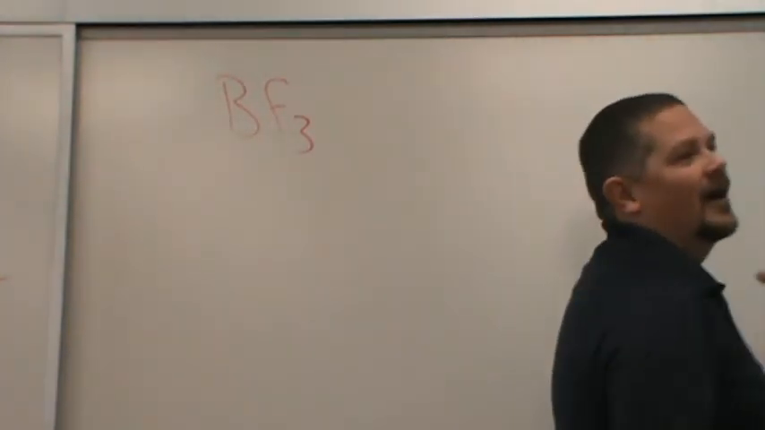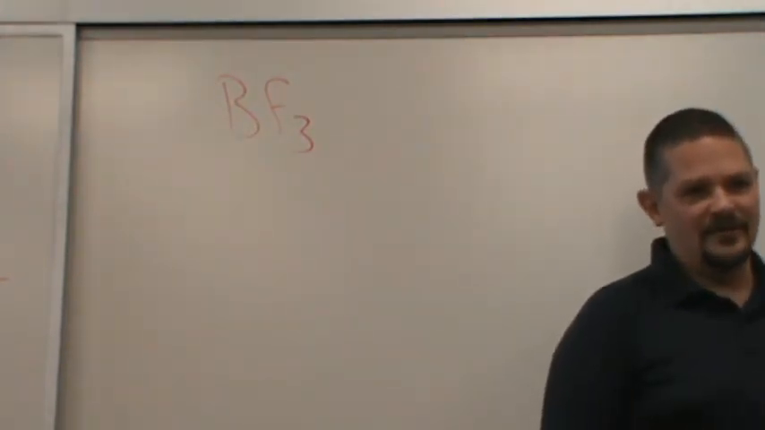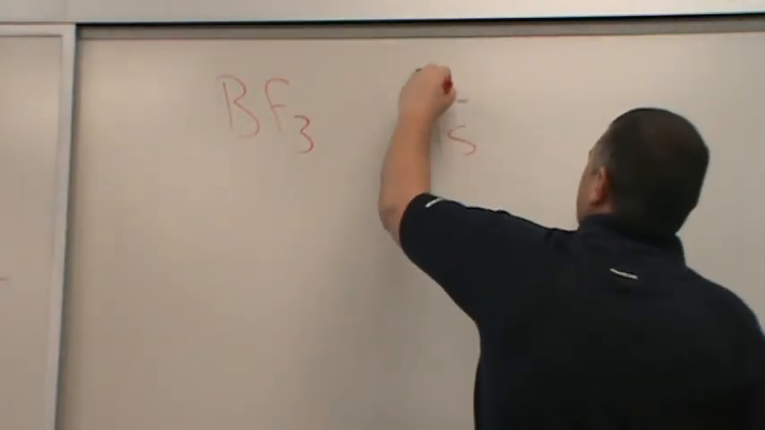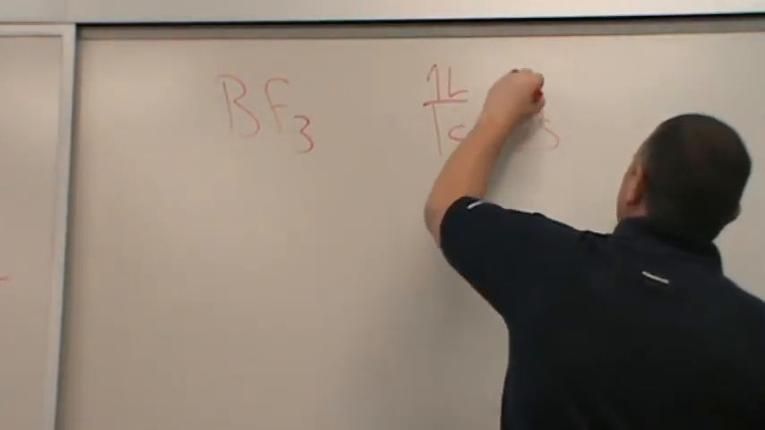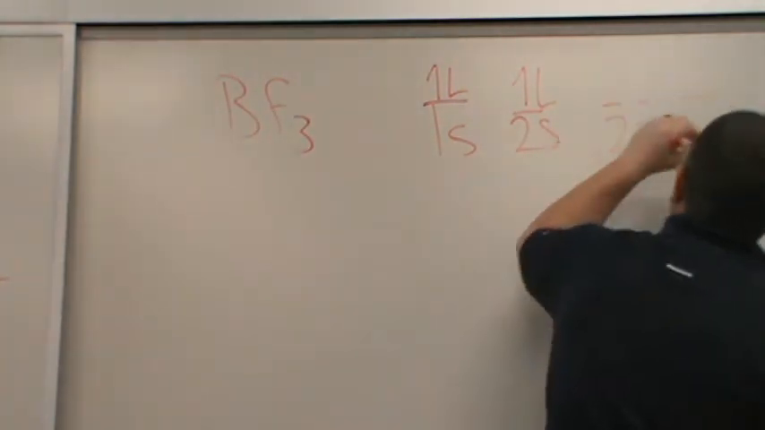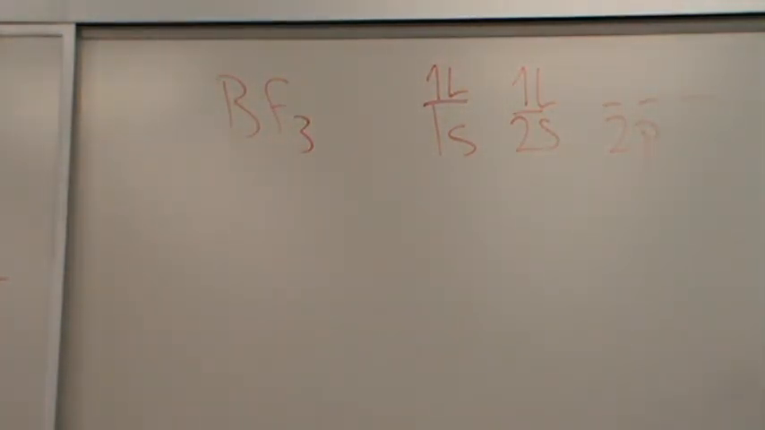So what's our central atom in this? Not bromine. Boron. Hey, how many electrons does boron have? 5, right? So 1s, 2 electrons there, then 2s, we're going to put 2 electrons there. How many electrons in the 2p sublevel? 1.